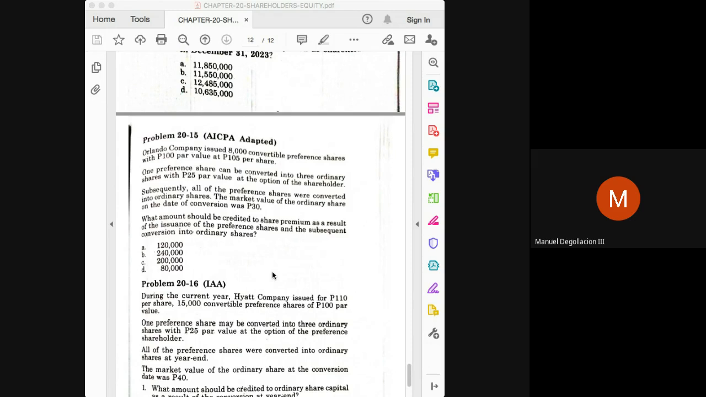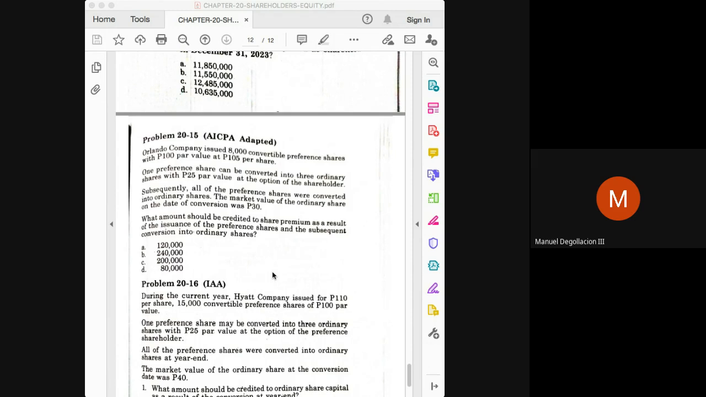Okay, so how much was the value of the preference shares that were converted? 840. So these 840 will be transferred now to your ordinary shares accounts, to the share capital and to the share premium account. Okay, but the amount that should go to the share capital should only be the par value. And how much is the par value of the resulting 24,000 shares? 600. But how much was the total value of the preference shares before they were converted? 840. So there is an extra of 240,000. And where will this 240,000 go? This will go to the share premium ordinary shares. So the answer here would be 240,000.